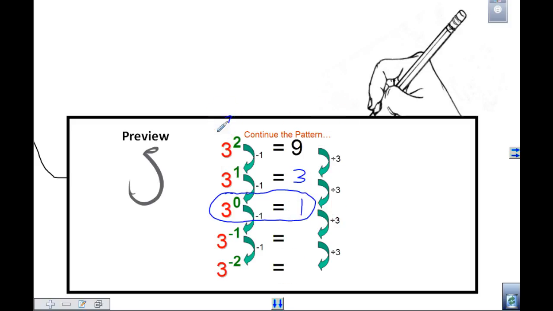But if we follow the pattern of going up, like 3 to the 3 equals 27, right? We just have to follow the pattern of dividing by 3. So if we continue this pattern, 3 to the negative 1 equals 1/3. And 3 to the negative 2 equals 1/9. Notice how these are both positive numbers. Negative exponents, positive answer. And this is kind of tricky.